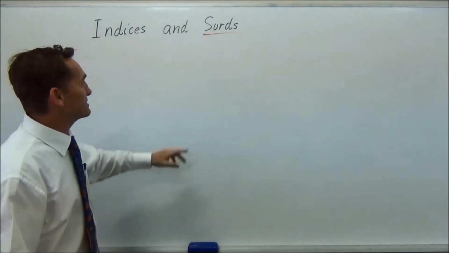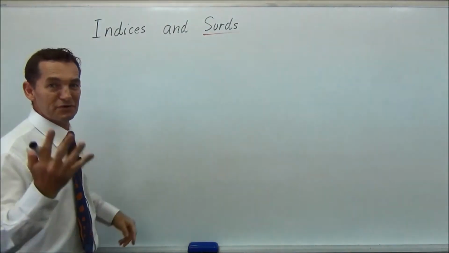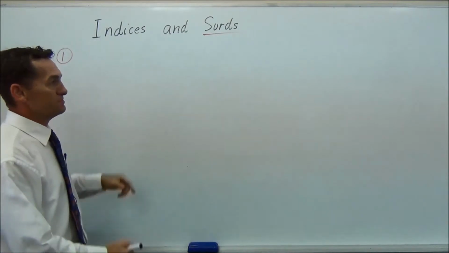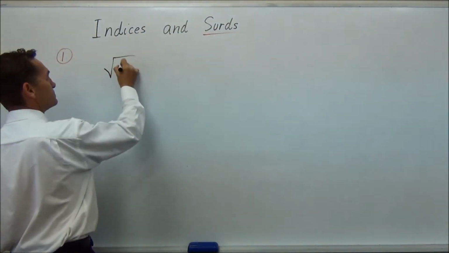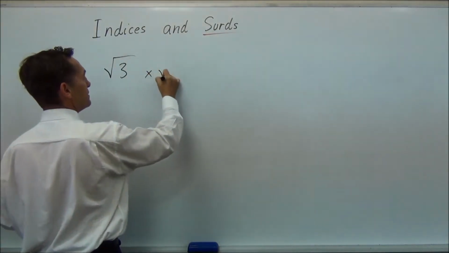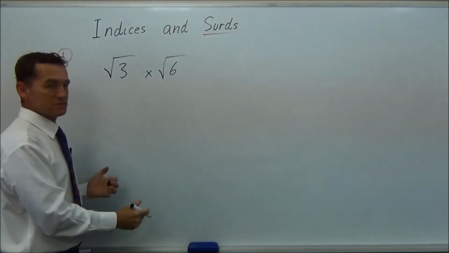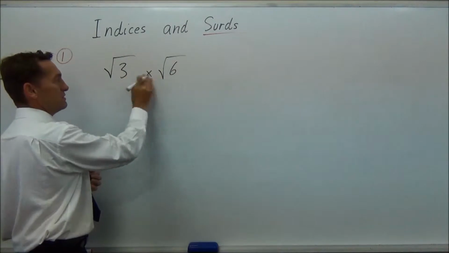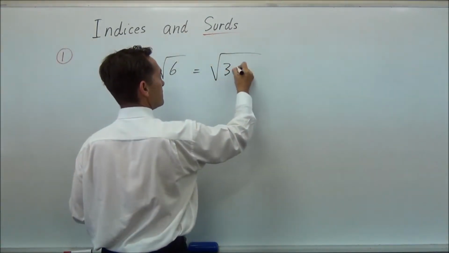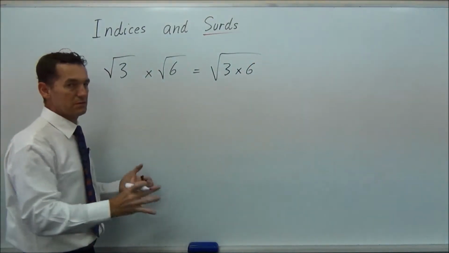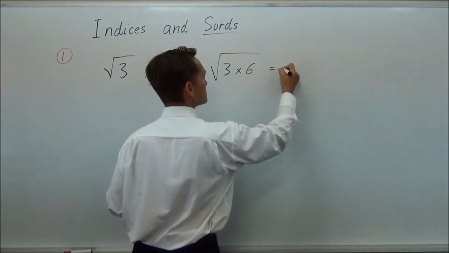G'day again. We're going to start looking at surds, and I've divided it into 4 parts. So the first part is just plain multiplication of surds. So we'll look at 2. Root 3 multiplied by root 6. Whatever's inside there, that's what you focus on. So that's going to equal 3 multiplied by 6. Pretty straightforward. 3 times 6 is 18.